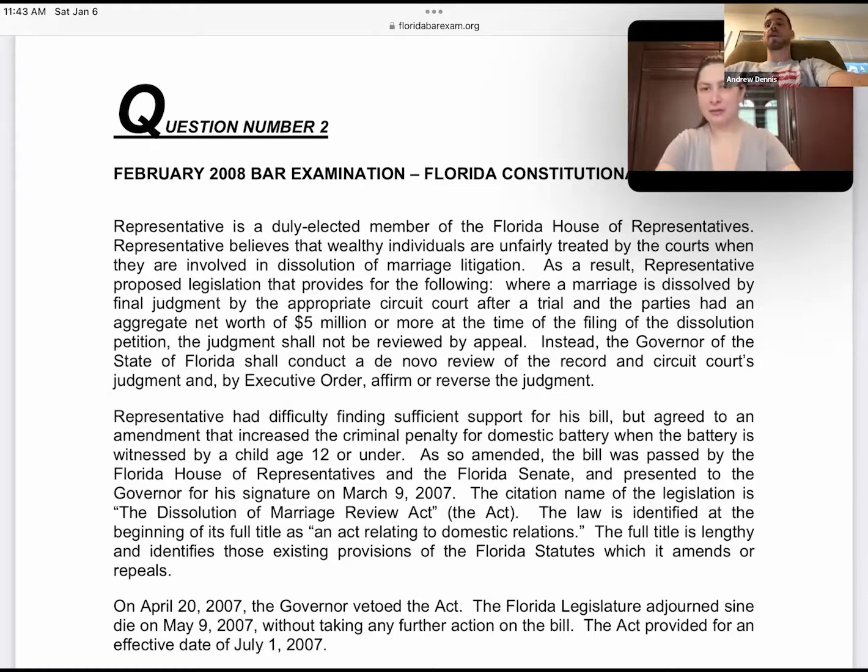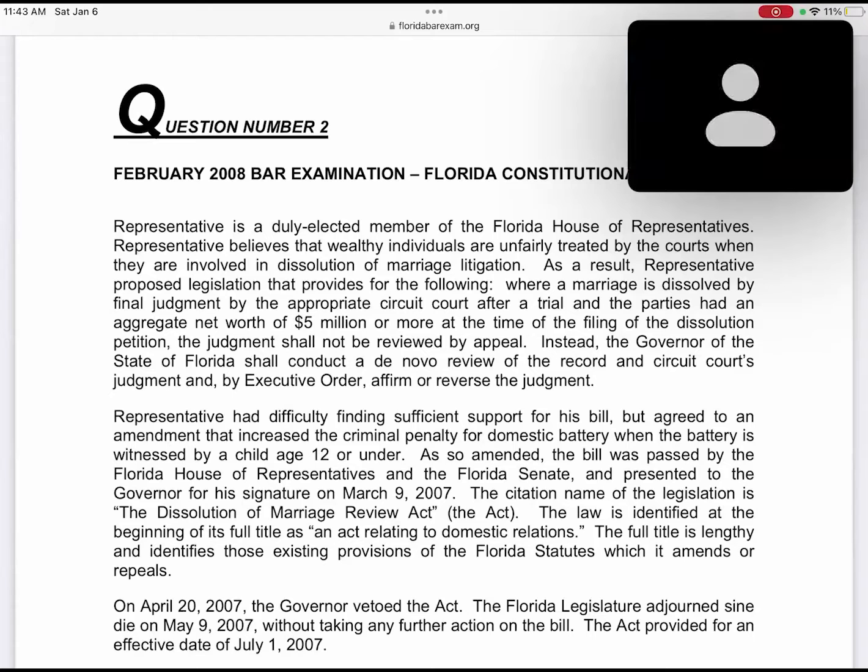Beautiful. Anyone, and Gabby, I'm going to ask, not you because you are leading the class so well, but does anyone else have an idea of what issues this may implicate? Would it be separation of powers because the governor is performing the duties of the judicial? That is exactly what I believe.